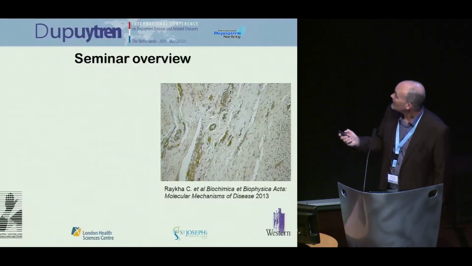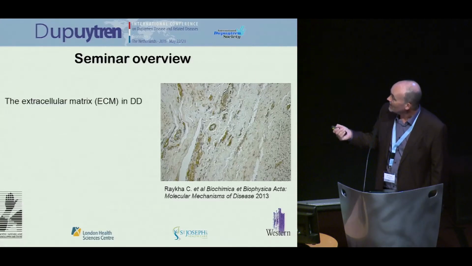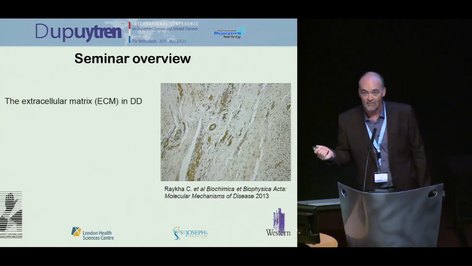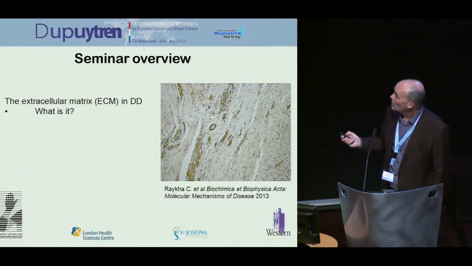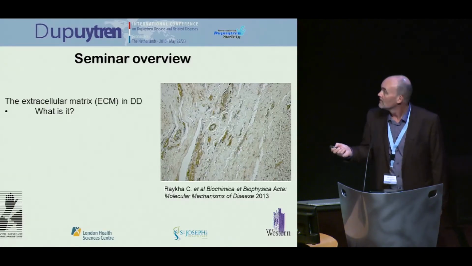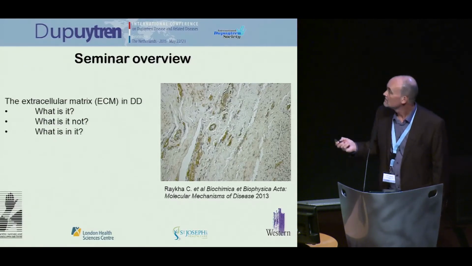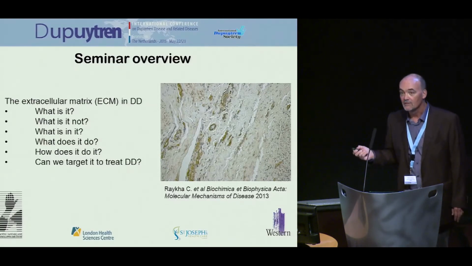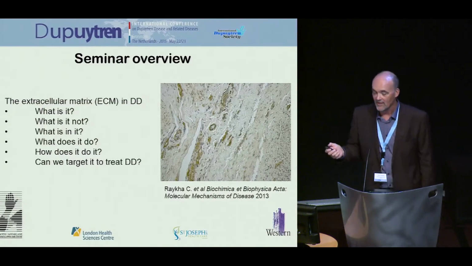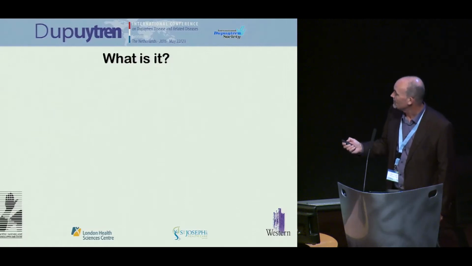So I'm going to give you a brief seminar overview. I'm going to be talking about the extracellular matrix, or the ECM, as I'm going to use it for short, in Dupuytren's disease today. So I'm going to tell you what the extracellular matrix is, what it is not, what is in it, what does it do, how does it do it, and can we target it to treat Dupuytren's disease? And I'm going to try and fit all of that into 20 minutes, so let's see how I go.